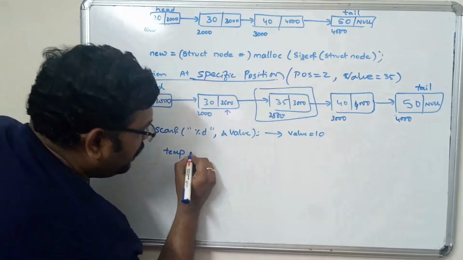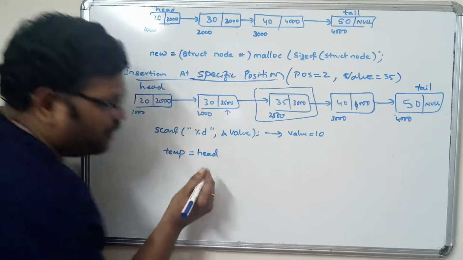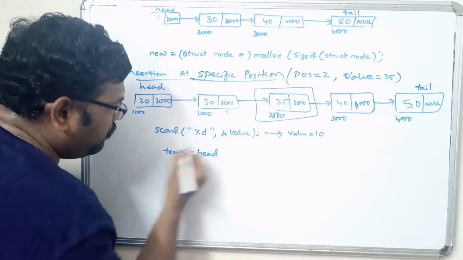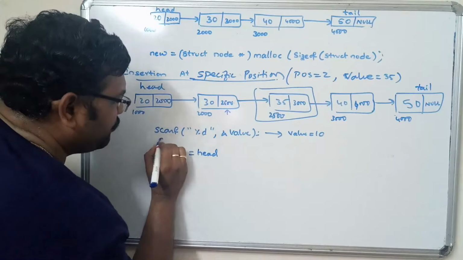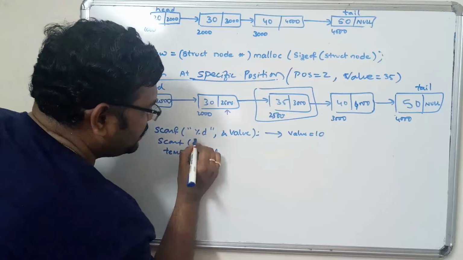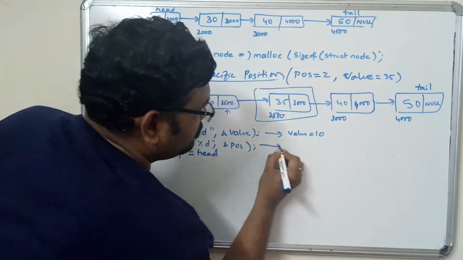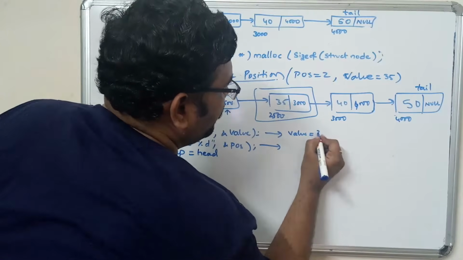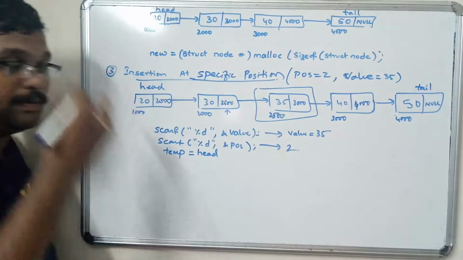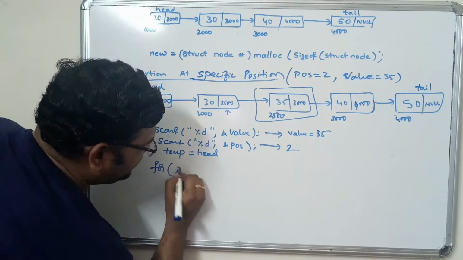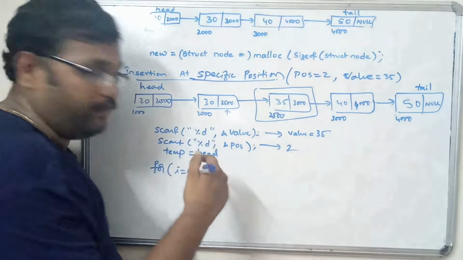Now let us consider temp is equal to head. Let us assign the head value to the temporary variable. Now consider the position also. So here we have to write again scanf %d ampersand position. So value here is 35, the position is 2, right? Now use the iterative statement for i is equal to 0 because index we have said starts from 0.